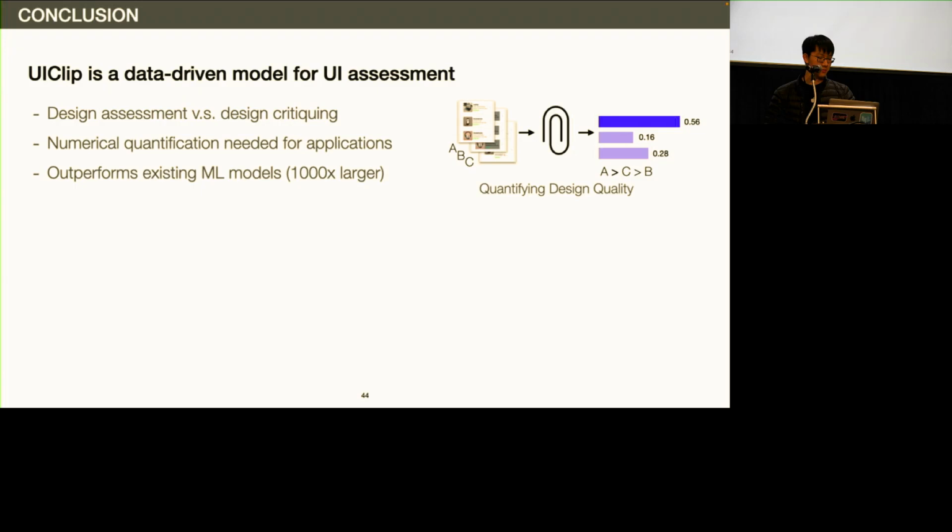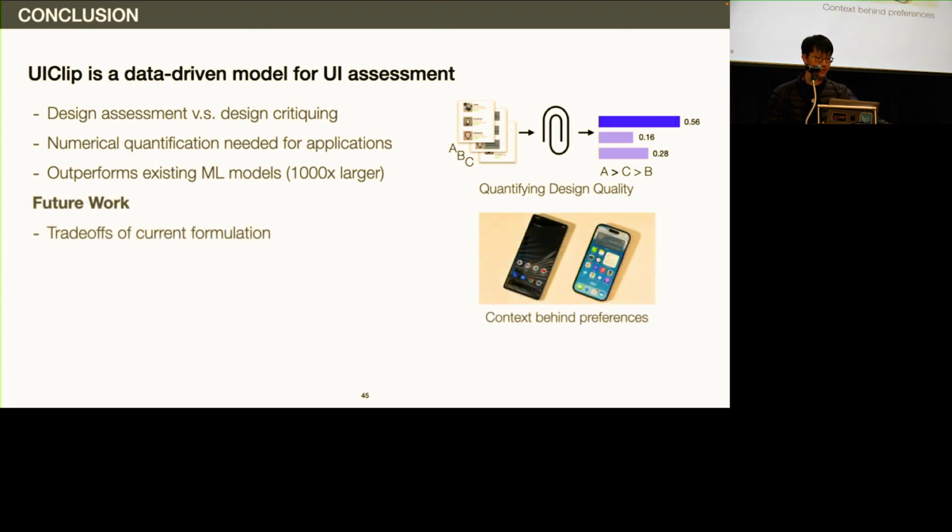In our work, we were able to train a model on preference pairs that we generated, and we found that it could outperform all existing approaches. So we see a couple of avenues for future work. So first, our goal of quantifying design as a single number also limits our model in different ways. So we'd like to look a little bit more at the trade-offs there.